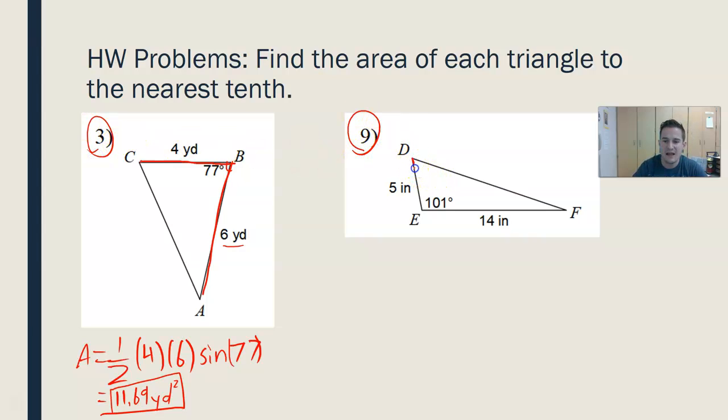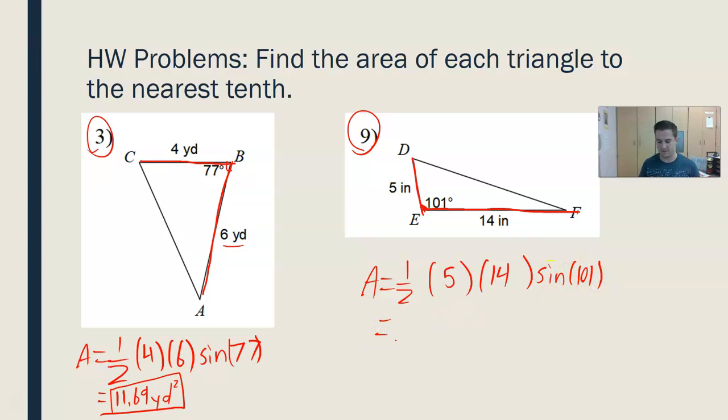Question number 9, I have these two sides and an included angle, so I can use this sine area formula, which is 1/2 times the product of those two sides, 5 times 14, times the sine of 101 degrees. So 0.5 times 5 times 14 times the sine of 101 is 34.36 inches squared. That's the area of that triangle.